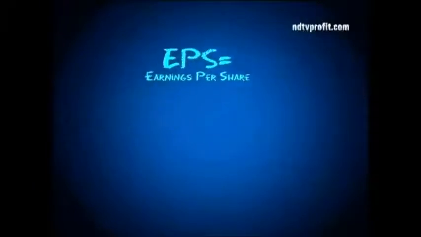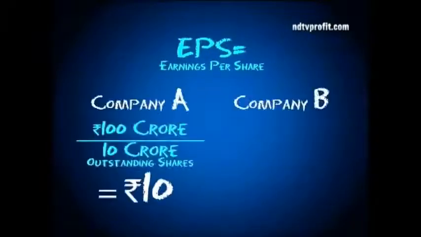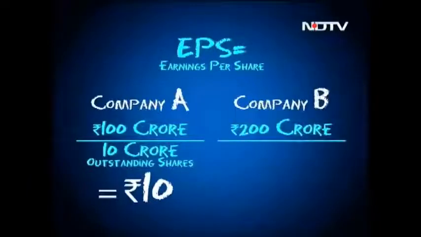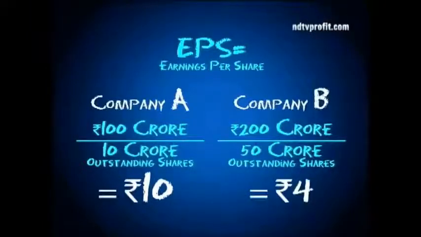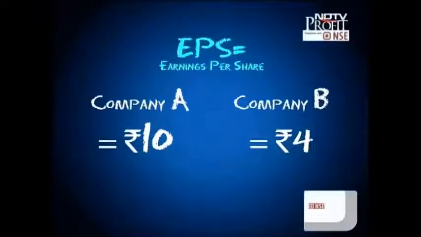Now let's take this example forward and use the EPS to compare two companies. Suppose company B has earned 200 crore rupees as profits and has 50 crore outstanding shares. The earnings per share of this company will be just 4. Hence, though the profits of company B are double that of company A, it will still be seen as a weaker company based on its earnings per share.